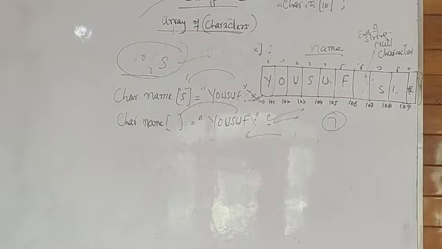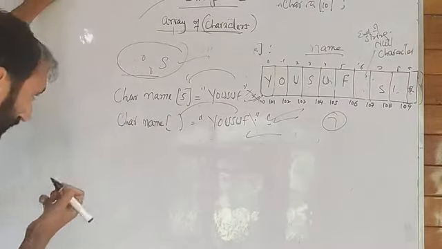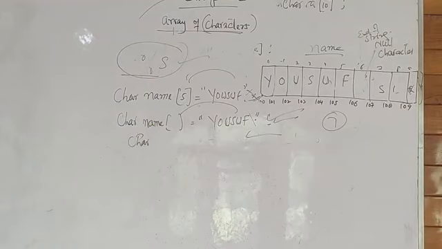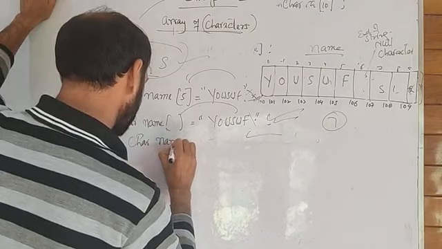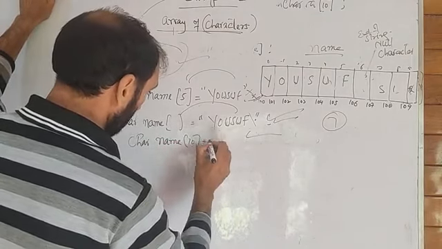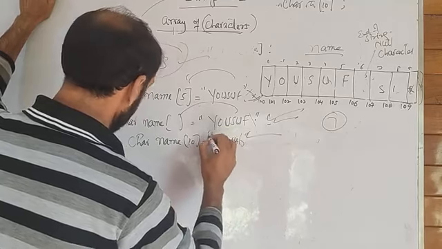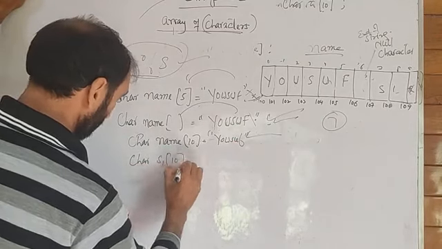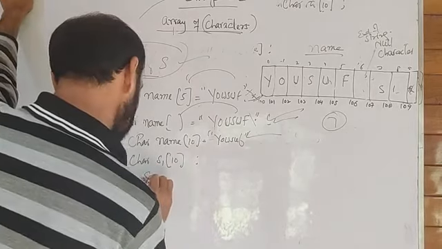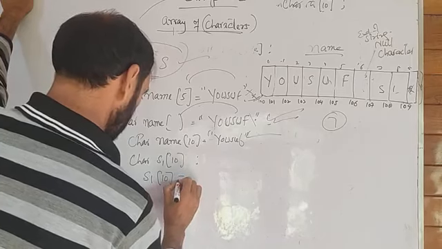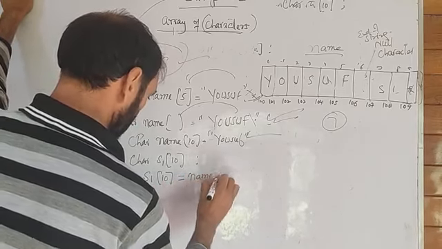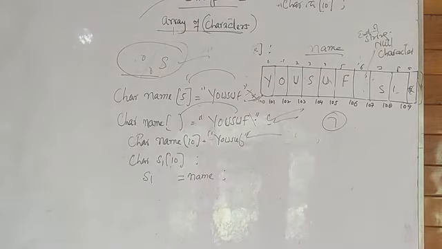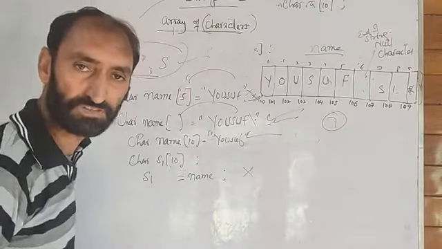Okay, this is a correct declaration and initialization. Now suppose I declare a character array S1 of size 10, and a char name[10] = "Yousuf". After that, if I write S1 = name, this is not good. This is wrong. It will show me an error.